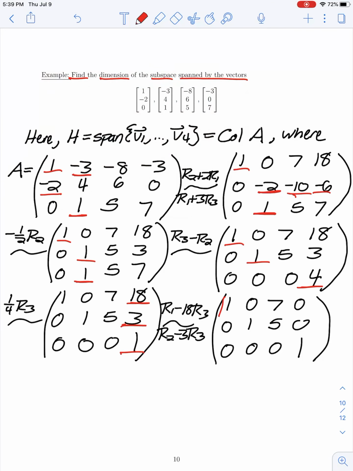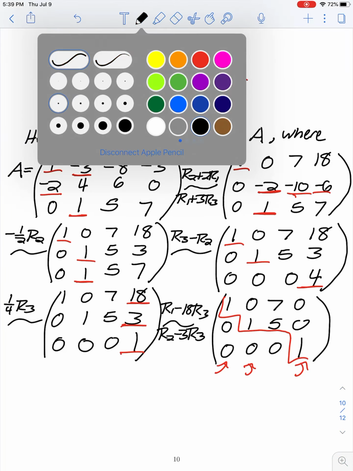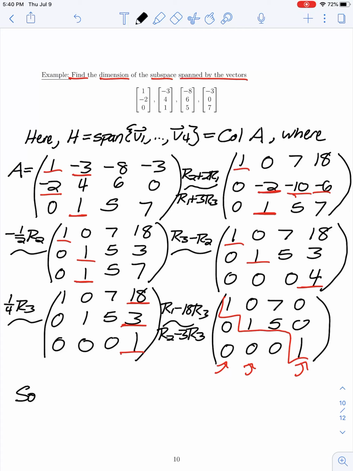So the dimension of the space that we're interested in, which would be the dimension of the column space of this matrix, is 3. We see that we have 3 pivot columns. So here the dimension of H, which is the dimension of the column space of this matrix A, is 3. All right.